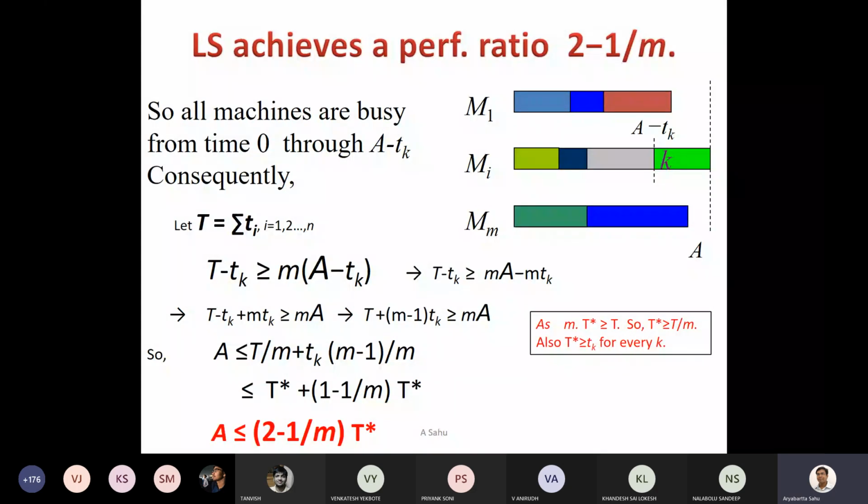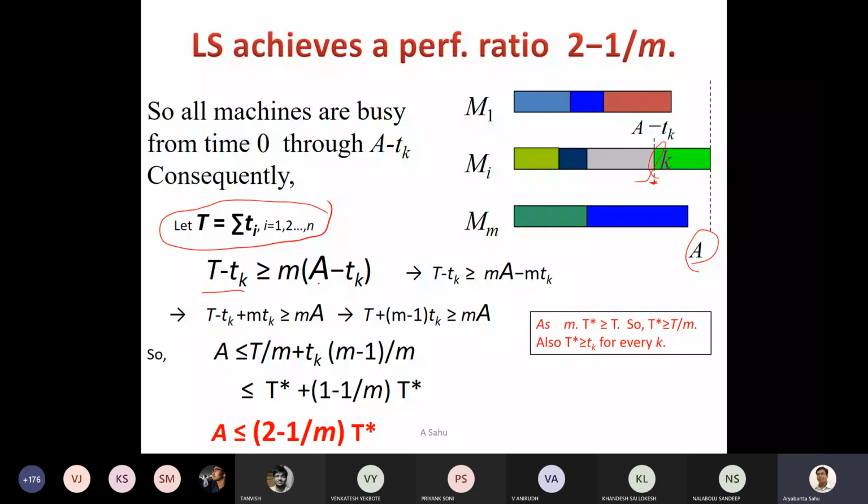Suppose k is the last task in list scheduling. Then up to this point, all machines will be busy. The same argument. Suppose A is the Cmax time produced by the list scheduling algorithm. So this total is T minus Tk. T, the summation of the execution time of all the tasks, will be greater than m into A minus Tk. What is A minus Tk?